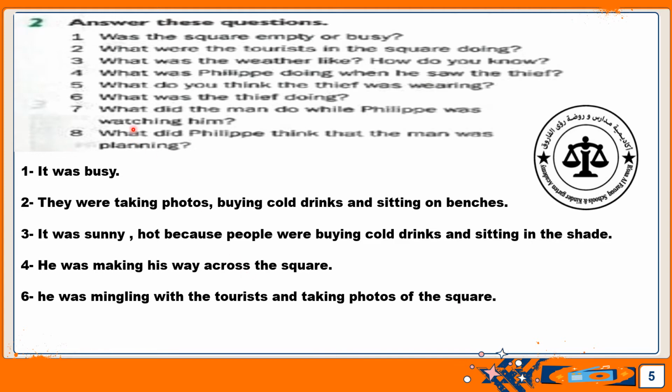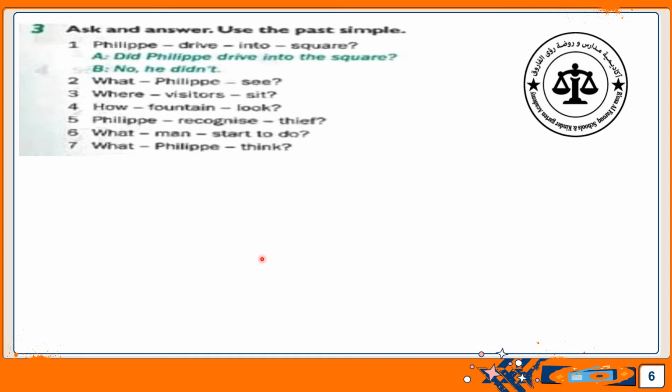Number 5. What did the man do while Philip was watching him? Excellent. He took a photo of the bank. Question number 3. Ask and answer. Use the past simple.